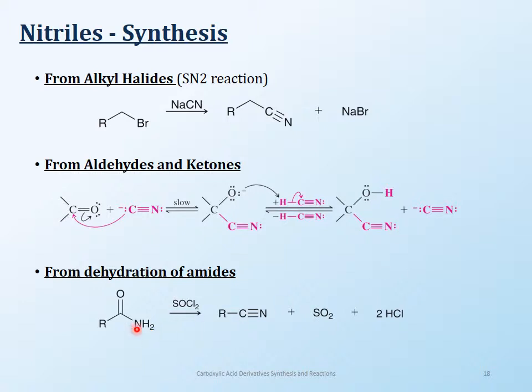And then lastly, you can also make nitriles from dehydration of amides. That was a reaction I showed you on almost the first or second slide. Here you can take an amide, heat it up with something like thionyl chloride or something else, sometimes even a phosphorus reagent, and then you can get a nitrile as well. Don't worry about the mechanism, just know that you can form a nitrile from dehydration of an amide. So those are the three syntheses of nitriles.